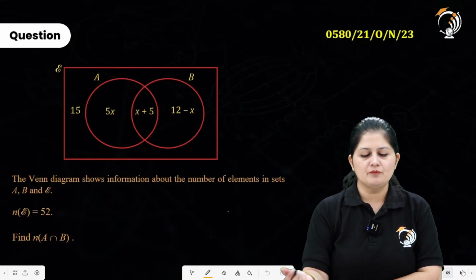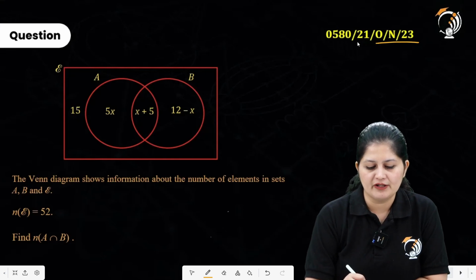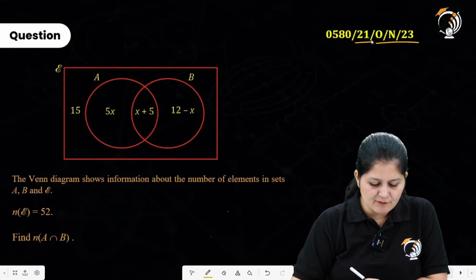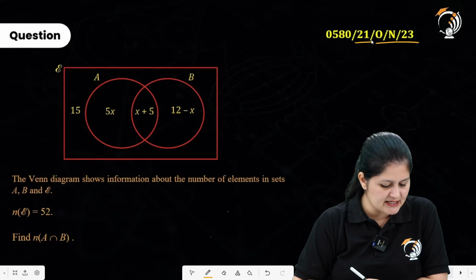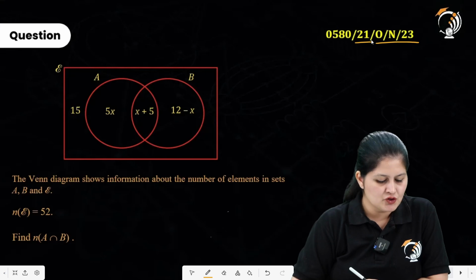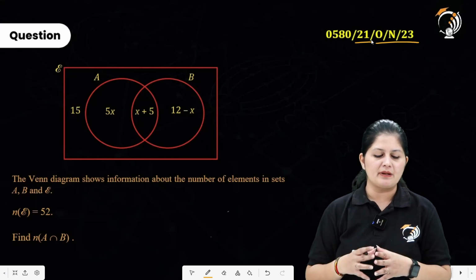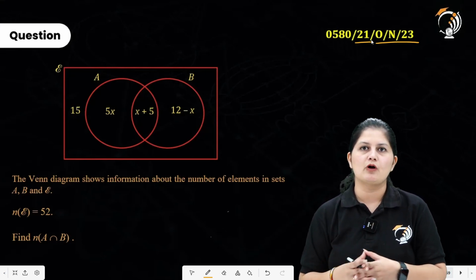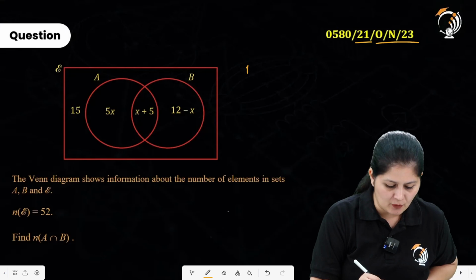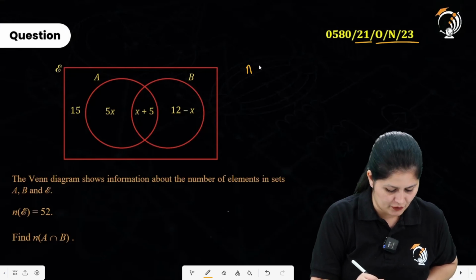Moving to one more question from the paper of October-November 23 from the variant 2-1. Again a question on Venn diagram. The Venn diagram shows information about the number of elements in sets A, B and E. The count for the universal set is equal to 52. We need to find the count for A intersection B. We know that the complement of A union B is equal to 15. Yes. So we need to find what is going to be the count for A union B.